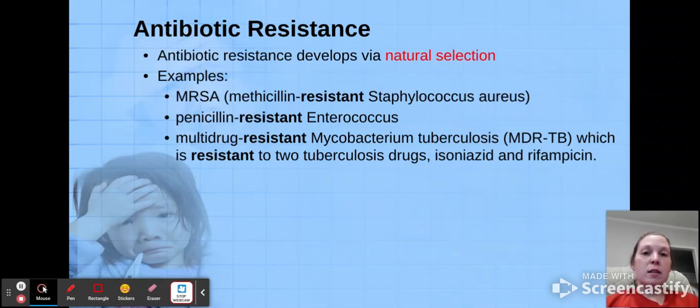So antibiotic resistance develops through natural selection, and some examples that you may have heard of, the main one here is MRSA. So that's methicillin-resistant Staphylococcus aureus.